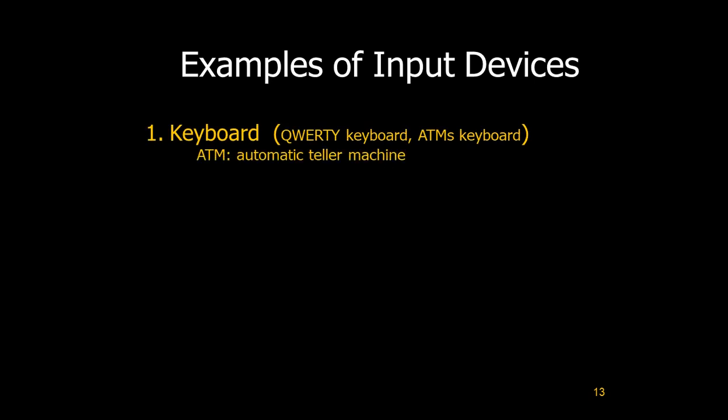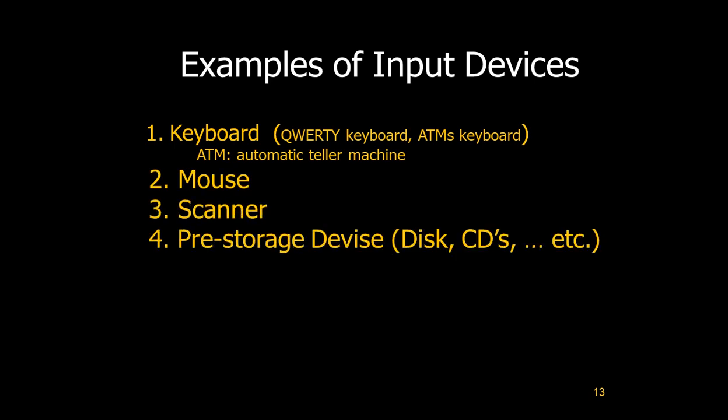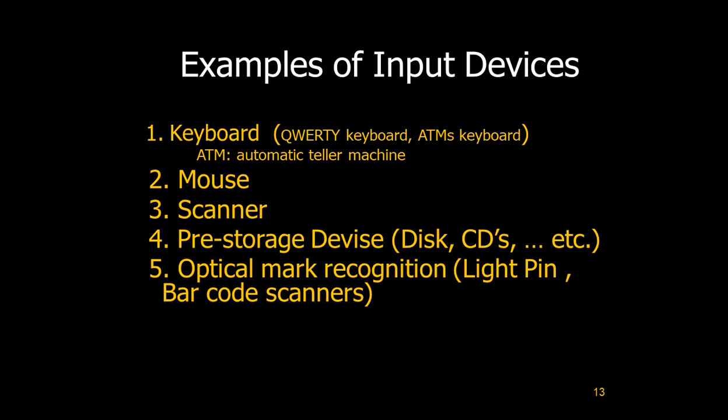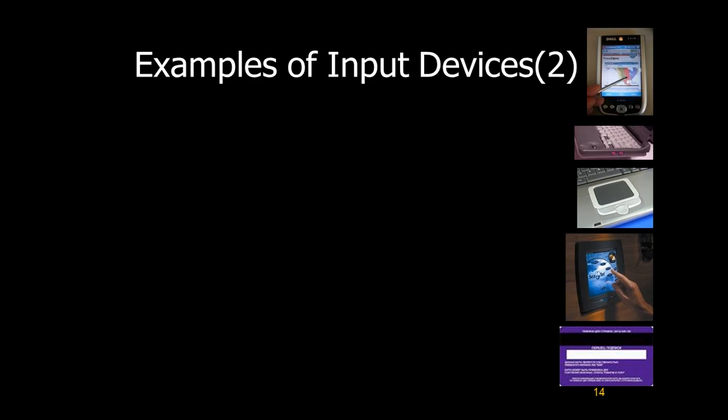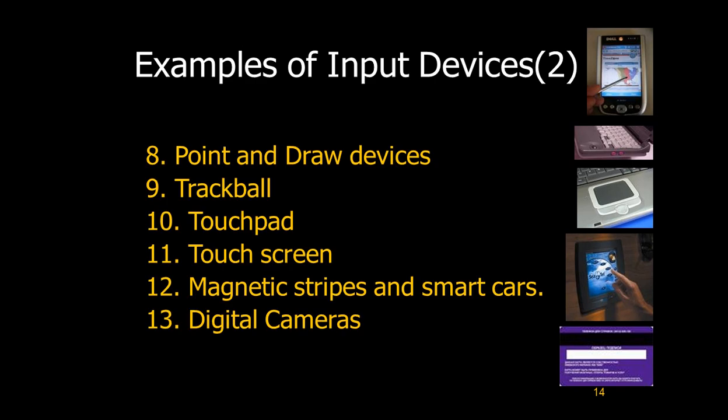Other input devices are keyboard, mouse, scanner, pre-storage devices, optical character recognition, microphone, joystick. Other examples are pointing and drawing devices, trackball, touchpad, touchscreen, magnetic stripes, smart card, and digital cameras. You will note that touchscreen and digital cameras can be both input and output.